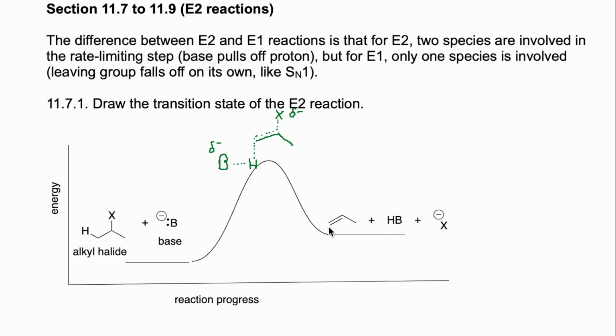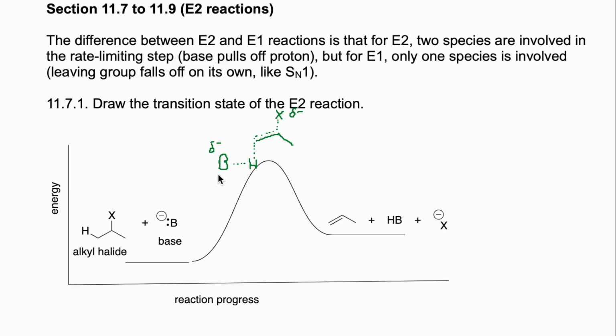And then the product that results from that is the double bond between the carbons. The base now has the proton, it's the conjugate acid, and the leaving group has left and also has a negative charge. So you start with a negative charge and end with a negative charge, so that balances out.